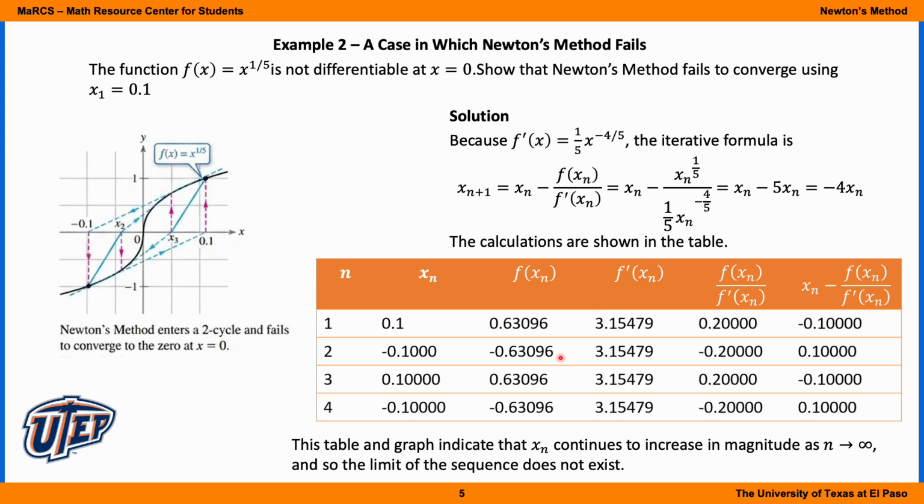Now we will evaluate the original function at negative 0.1. We will evaluate the first derivative at negative 0.1, and we will divide these two values. And we get negative 0.2. And negative 0.1 minus negative 0.2 yields 0.1. So now we're back at step 1. x3 is equal to 0.1. So we get the same values that we got for our first iteration, and then the pattern will just repeat itself. This table and graph indicate that xn continues to increase in magnitude as n approaches infinity, and so the limit of the sequence does not exist.